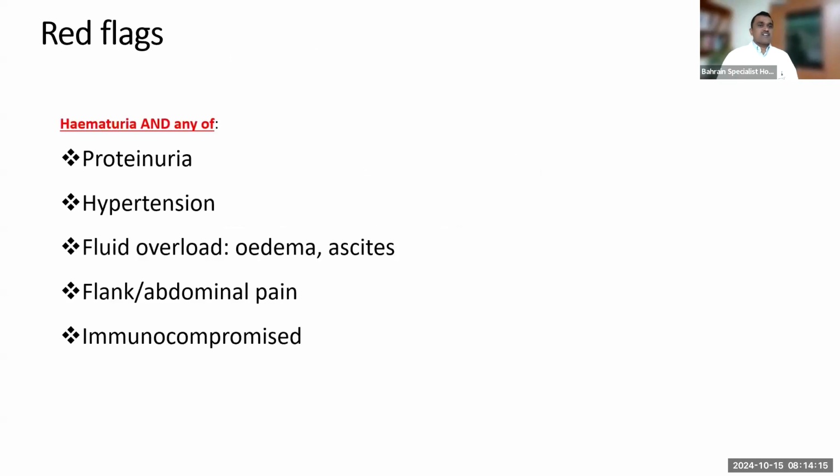So these are the red flag signs. Whenever you see hematuria with proteinuria, hypertension or fluid overload, flank or abdominal mass, or if the patient is immunocompromised, you have to immediately evaluate thoroughly. So how to evaluate?